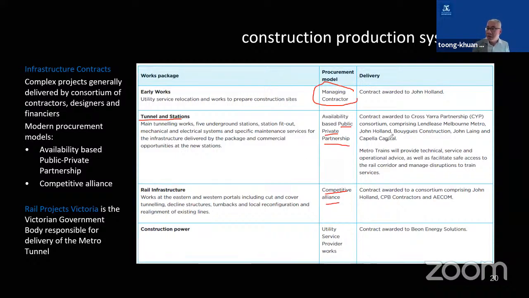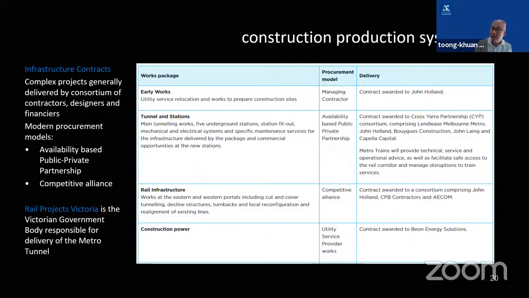In terms of the tunnel, you have the consortium called the Cross Yarra Partnership Consortium. So you have Lendlease, John Holland, and a few other construction companies. For railway infrastructure, it is John Holland, CPB Contractors, and AECOM. AECOM is the engineering company. John Holland and CPB are contractors. Then there's construction power.